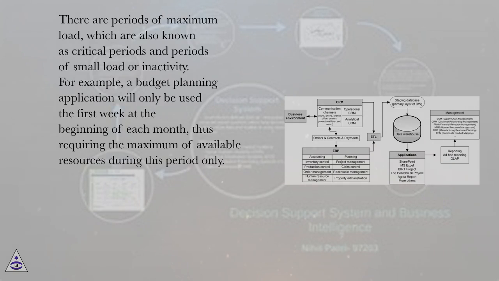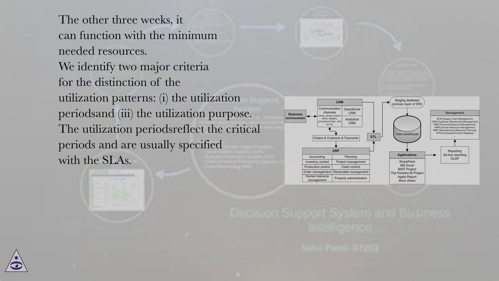For example, a budget planning application will only be used the first week at the beginning of each month, thus requiring the maximum of available resources during this period only. The other 3 weeks, it can function with the minimum needed resources. We identify two major criteria for the distinction of the utilization patterns: 1. The utilization periods, and 2. The utilization purpose. The utilization periods reflect the critical periods and are usually specified with the SLAs.